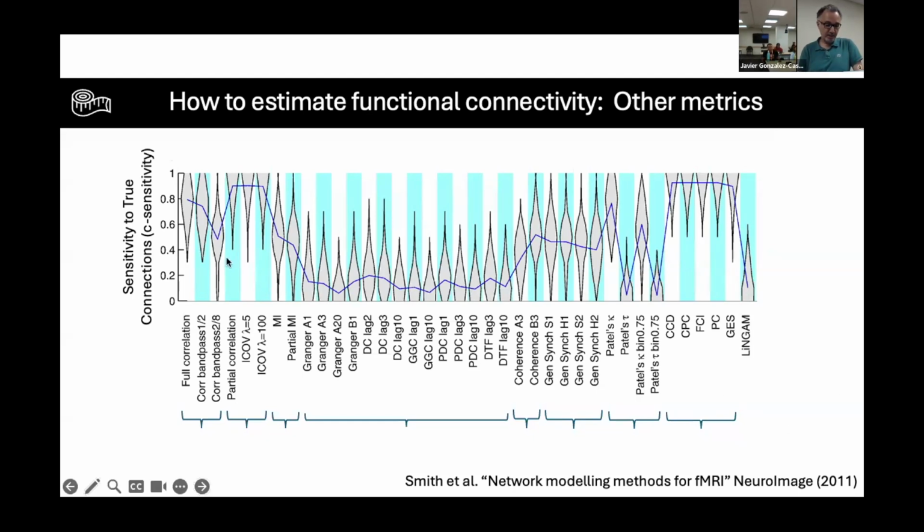And what we can see here is that full correlation performs really well. There are a couple of things that seem to perform a little bit better, basically partial correlation and these Bayesian-based methods, but overall, just simple correlation, which is really fast and easy to compute, does a really good job. And that's, I think, one of the reasons that we keep relying on it a lot.